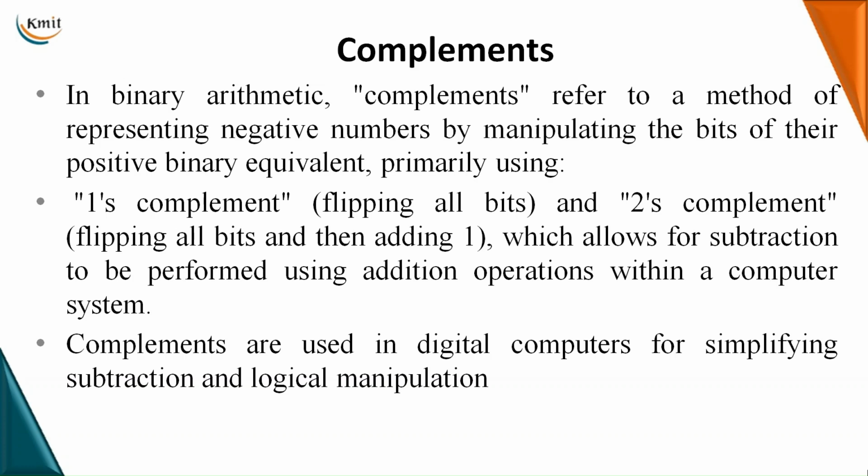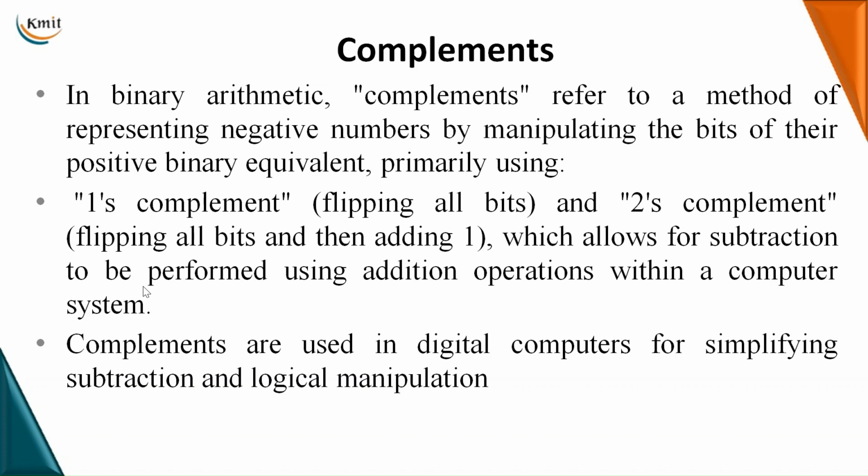The manipulation of bits of their positive binary equivalent using the complement method is done primarily using ones complement. Ones complement is nothing but flipping all the bits of your corresponding positive binary equivalent. And in twos complement, you flip all the bits of the positive binary equivalent and then add 1 to it. Why do we need to perform these complement operations? It helps for performing subtraction operations using addition within a computer system.